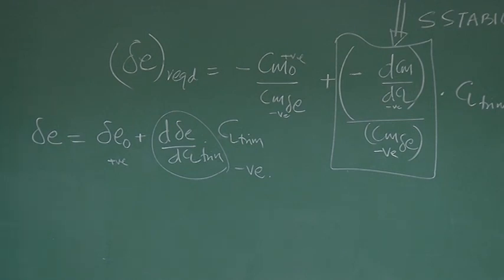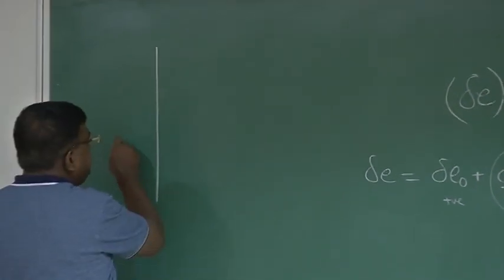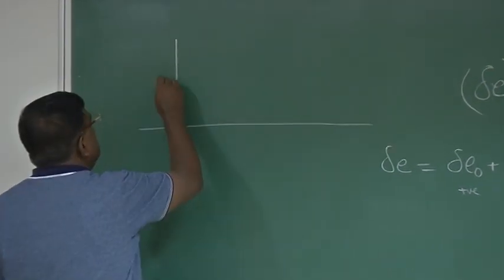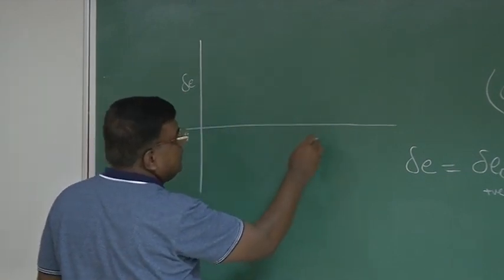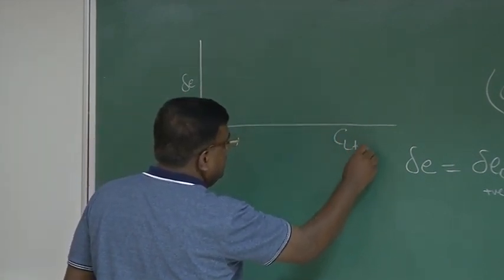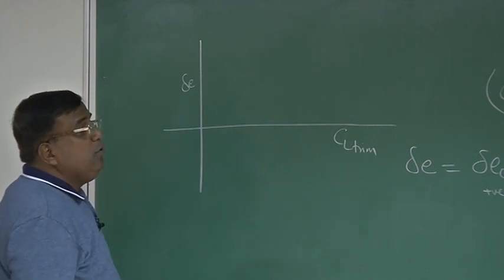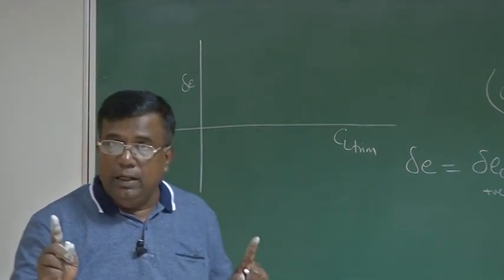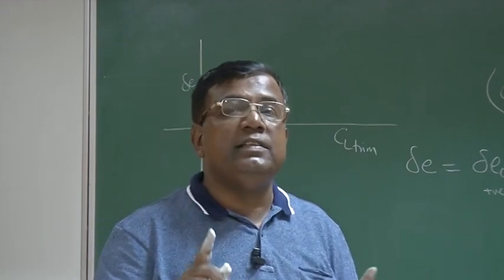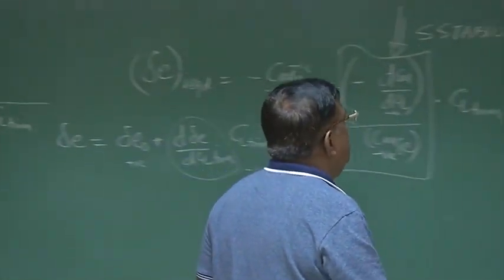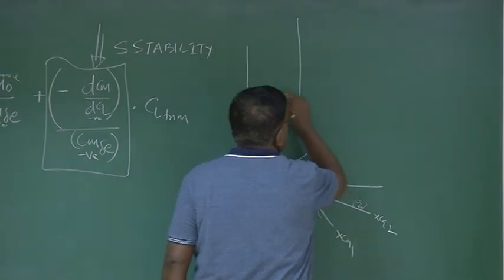So let us try to physically understand or develop some feel closer to the pilot, rather than going into all these equations. Let us draw this: delta E versus CL trim. Please understand, we are not plotting delta E versus CL, we are plotting delta E versus CL trim. What is the meaning of that? That should be very clear in your mind.